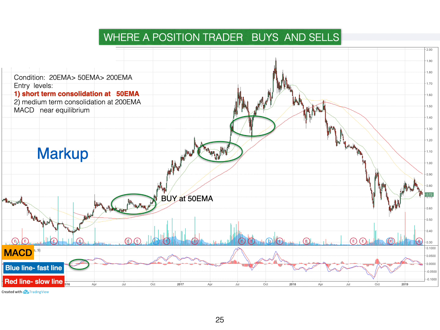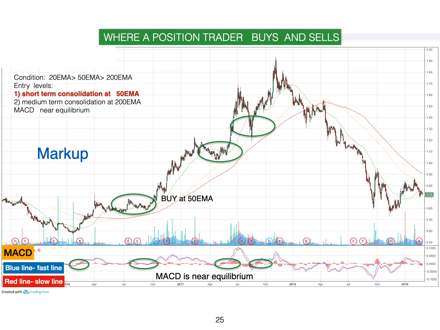So your entry levels are at the short-term consolidation at 50 EMA or the medium-term consolidation at 200 EMA, and when the MACD is near equilibrium. MACD is near equilibrium when the fast line and the slow line are together or converged. If you check out the moving averages at this time, when the MACD is near equilibrium, the moving averages are also quite close together. They are attached to the price and they are in a tight squeeze.